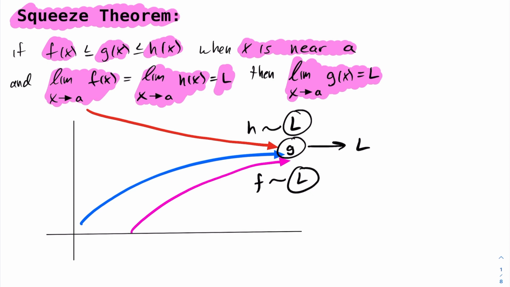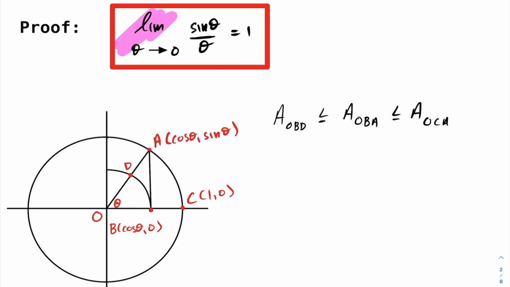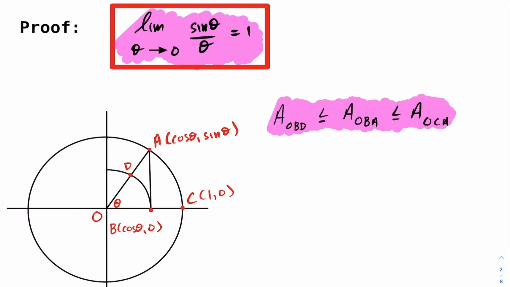Let's take a look. All right, so here's our goal. We want to prove the following result. The limit as theta goes to 0 of sine theta over theta is 1. First observation here is we have the following inequality. So let's go ahead and justify why this is true. The area of OBD is less than the area of OBA is less than the area of OCA.